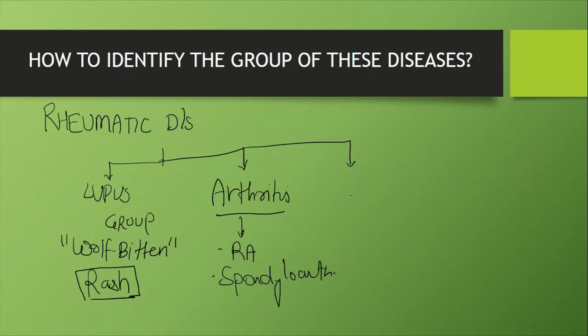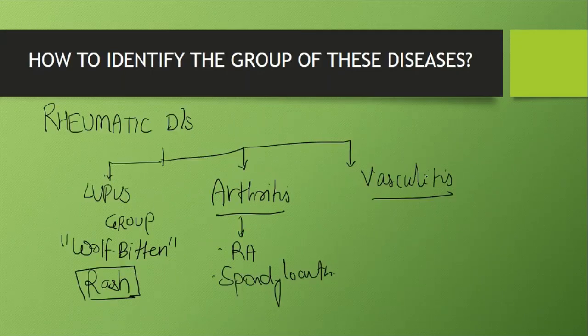And the third, last but not the least, is vasculitis. What do you basically mean by vasculitis? Vasculitis is inflammation of blood vessels. So vasculitis will present with some blood vessel related manifestations, like headache, some limb pain, or what we call claudications. These different forms of manifestations will be associated with it.